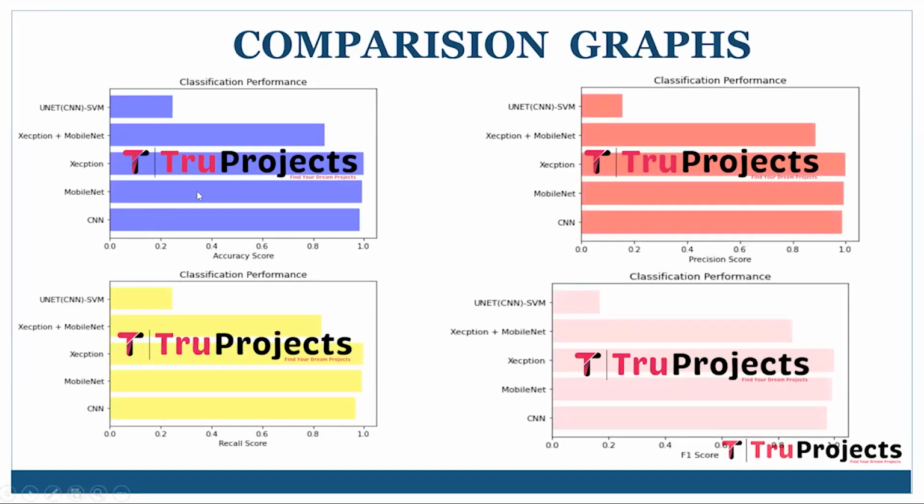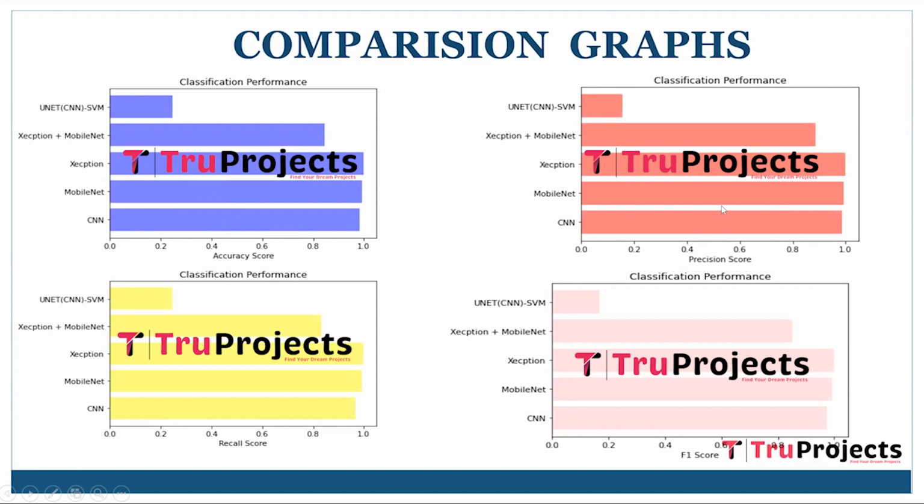So this is the horizontal bar graph which represents the accuracy scores of each algorithm. Accuracy is the proportion of correct predictions in a classification task, measuring the overall correctness of a model's predictions. So in this graph, the x-axis represents the accuracy score of each algorithm and the y-axis represents algorithm names.